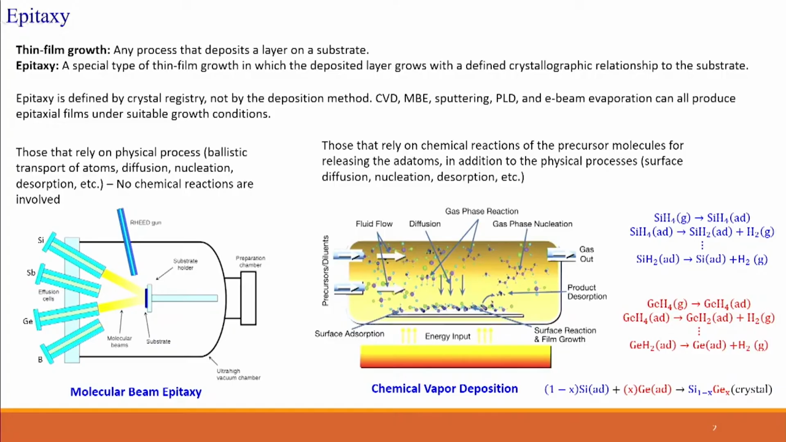On the other hand, there are techniques which rely on chemistry, chemical processes. An example of that would be CVD, chemical vapor deposition. So here, to grow silicon germanium, we would send in a silane molecule that would undergo a series of chemical reactions on the surface and give us a silicon atom. Germane would undergo a series of reactions, give a germanium atom, and then they would undergo these physical processes again: diffusion, nucleation, desorption, and give rise to your film.